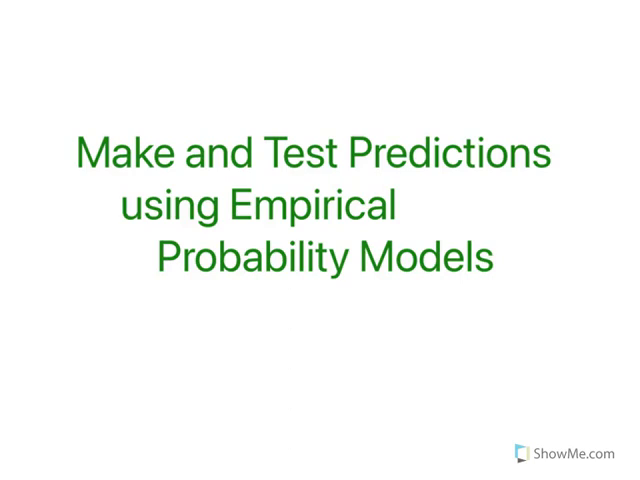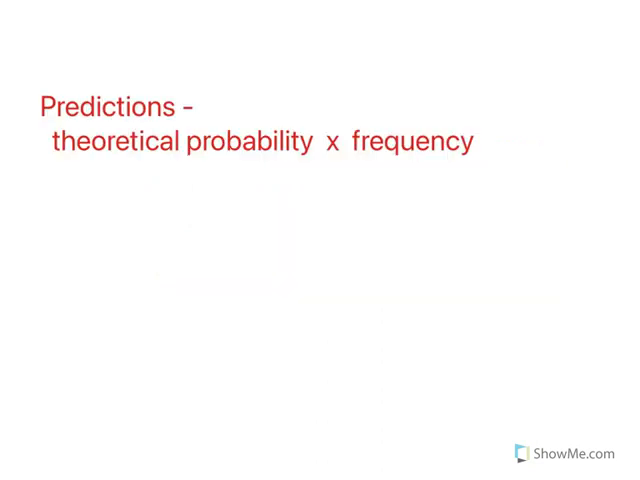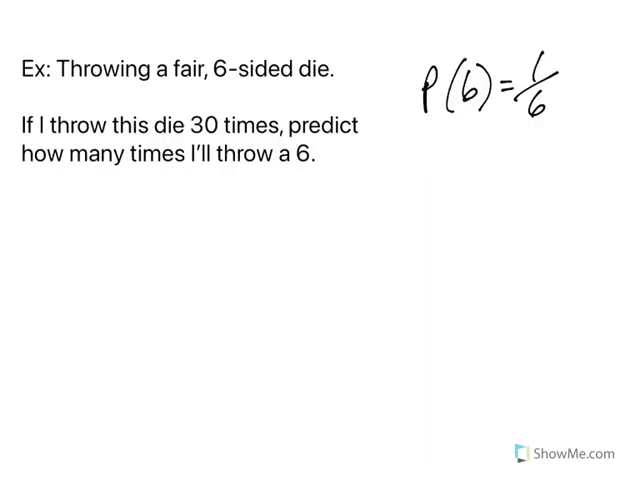Let us make and test predictions using the empirical probability models. Okay, so first, predictions. If we're just trying to say, what do we think is going to happen? Well, we're going to take our theoretical probability, like mathematically what should happen, and we're going to multiply by the frequency, how many times something is actually happening. Okay, so let's do an example of this.